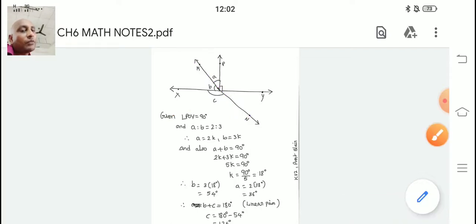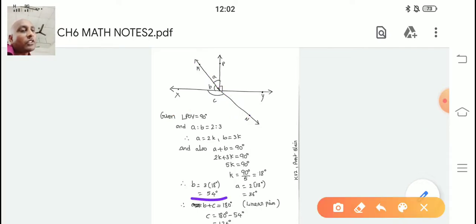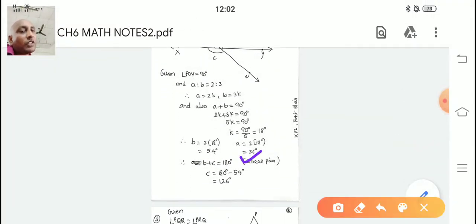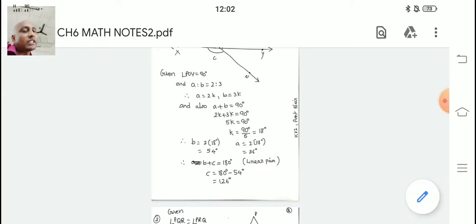But we know the value of B. How much is the value of B? 54. So B plus C is equal to 180 degrees, right? So B value is 54. Subtract it. 126 degrees is the required value. We get it. Next.